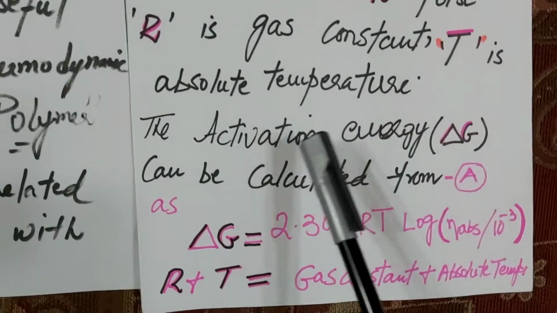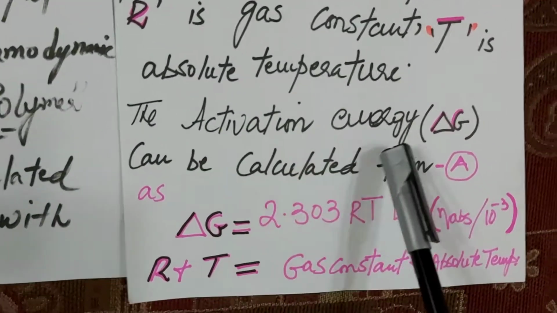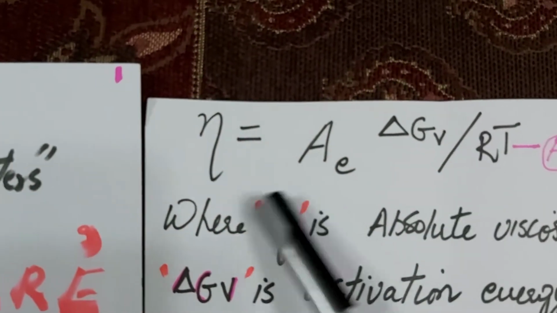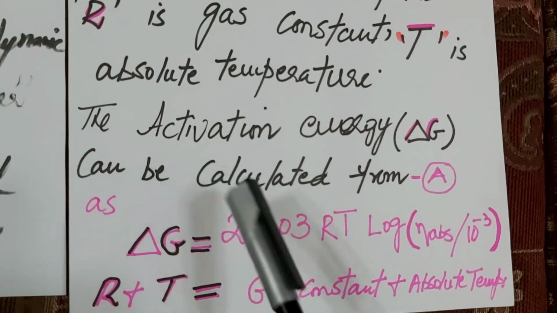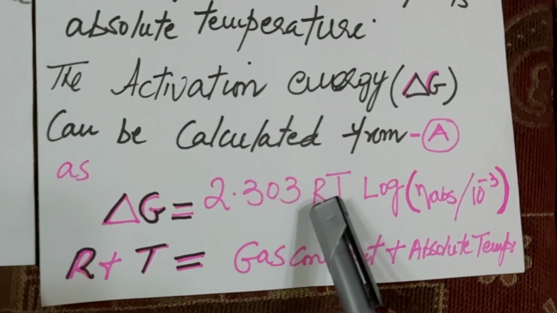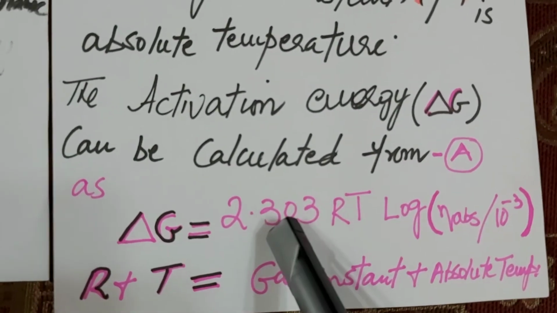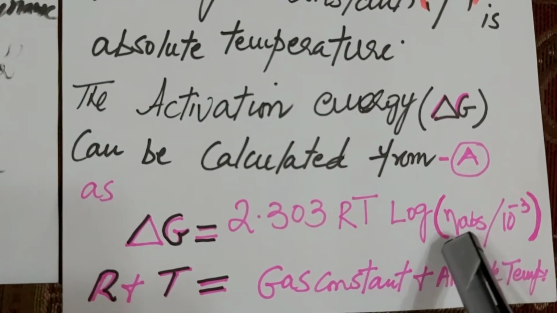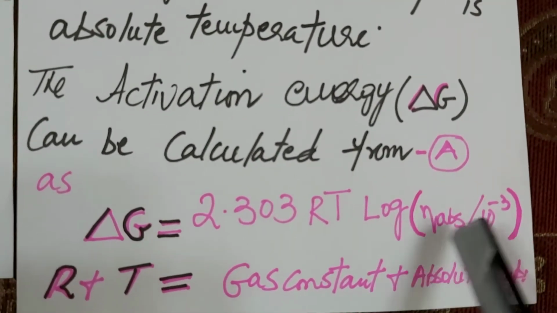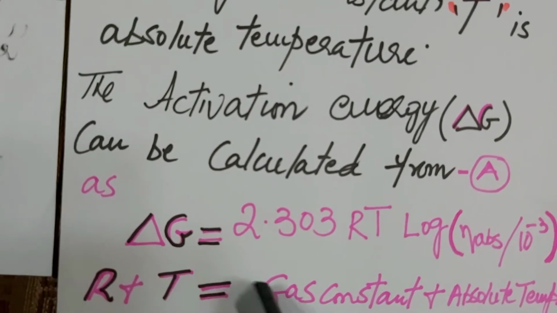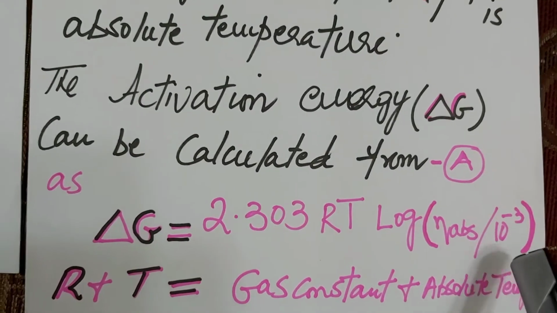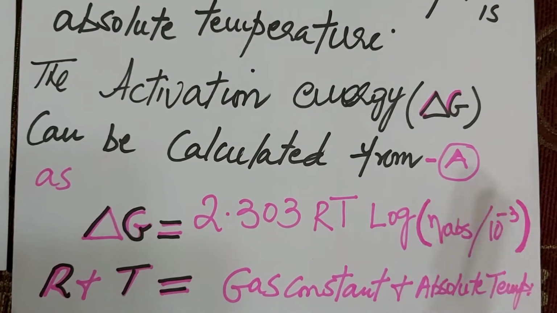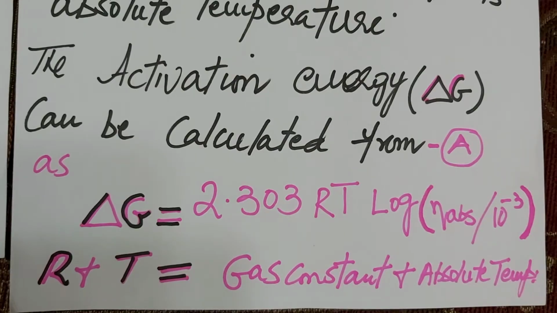Now, the activation energy, that is delta GV, can be calculated from equation A. How do you do that? Delta G equals 2.303 RT log of eta absolute over 10 raised to power minus 3, where R and T are the gas constant and absolute temperature. This was something very interesting. Let's proceed to the next slide.